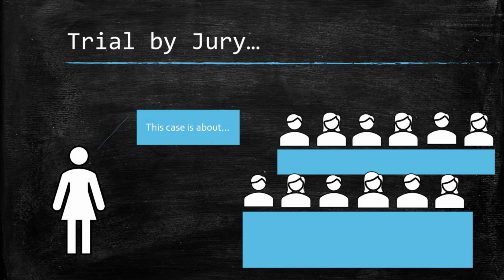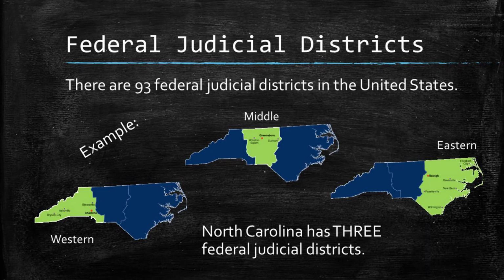All trials must be done by jury. That's in the actual part of the Constitution. It's also reiterated in the Bill of Rights. In addition, the trials must be held in the state or district where the offense occurred. So again, if I commit a federal crime here in North Carolina, I have to be tried in one of the federal judicial districts of North Carolina, that being the one where I committed the offense.